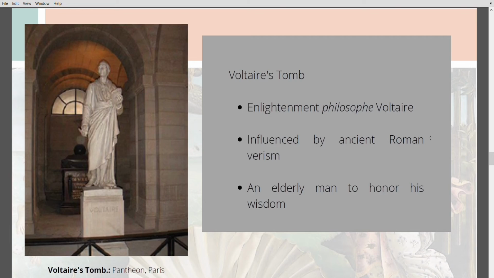Neoclassical sculptures. Voltaire's tomb in the Pantheon, Paris. In his tomb sculpture, the Enlightenment philosopher Voltaire is honored in true neoclassical form, in a style influenced by ancient Roman verism. He appears as an elderly man to honor his wisdom. He wears a contemporary commoner's blouse to convey his humbleness, and his robe assumes the appearance of an ancient Roman toga from a distance. Like his ancient predecessors, his facial expression and his body language suggest an air of scholarly seriousness.